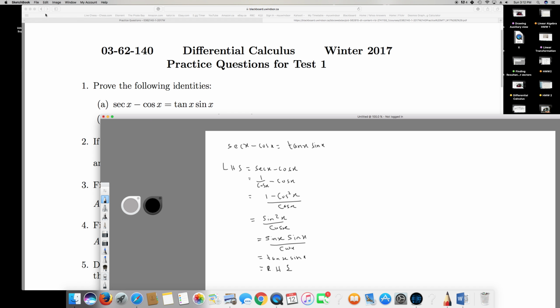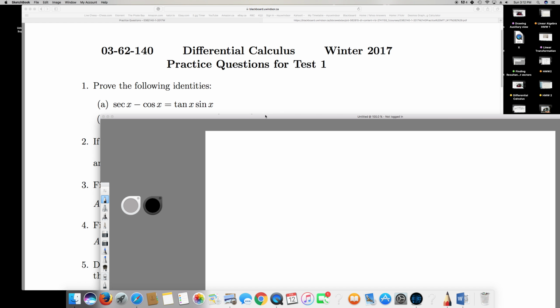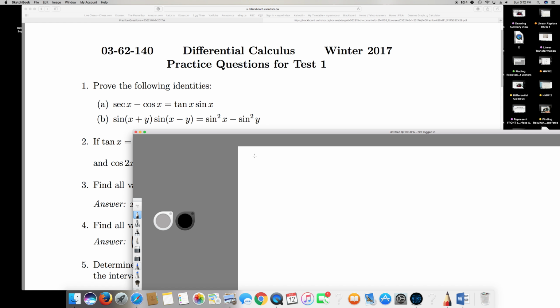Let's move to the second question. The second question is asking: sin(x plus y) multiplied by sin(x minus y) is equal to sin square x minus sin square y. In this case, I'm going to take the left hand side to prove it's equal to the right hand side. First, let's take the left hand side: sin(x plus y) and sin(x minus y).